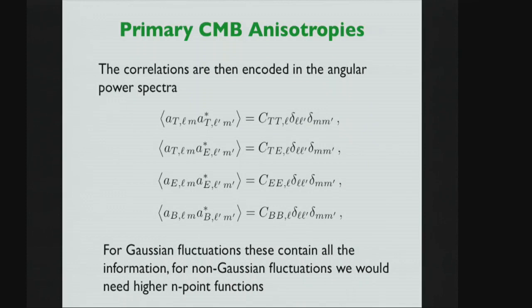If your theory is Gaussian, then all the correlation functions are encoded in the two-point function. The two-point functions are defined here, and if you're interested in higher n-point functions, you know that in a Gaussian theory, the odd n-point functions vanish, and the even n-point functions are given by sums of products of the two-point correlation functions. So this is really all the information that you need to specify the statistical properties of the fluctuations in a Gaussian universe. And so far, we don't have any departures from that, at least from primordial non-Gaussianity. There are non-Gaussianities from late time evolution, obviously.